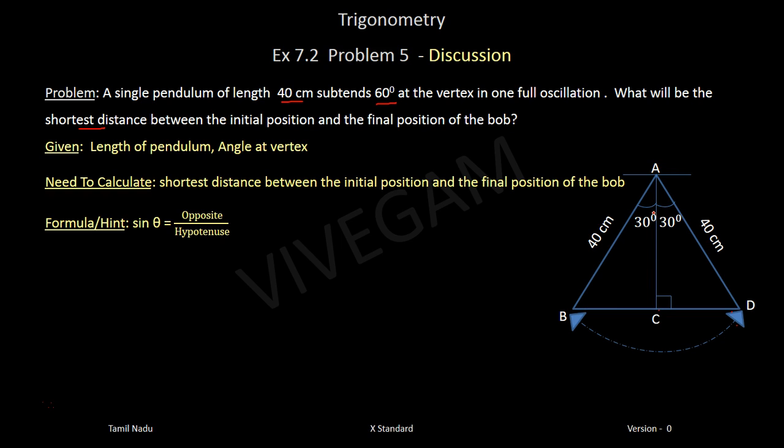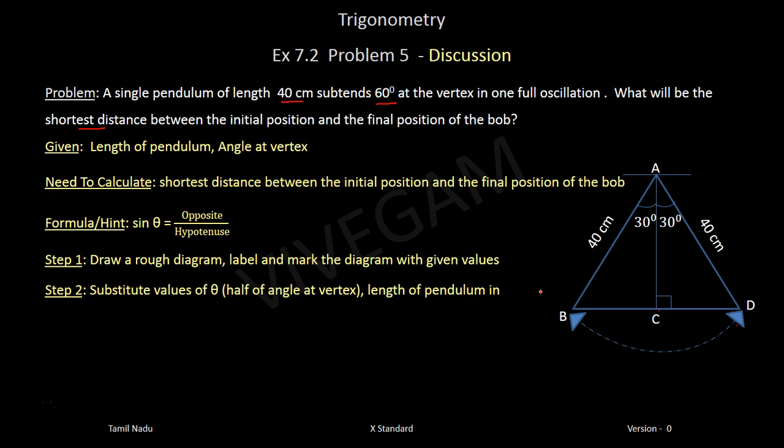Right. The formula is, as I said, we can divide this into two triangles. Then you can apply sine 30. Sine 30 is opposite by hypotenuse. Okay, draw a rough diagram, label and mark the diagram with given values. Substitute the values of theta, half the angular vertex, and length of pendulum, in sine theta equal to opposite by hypotenuse, that is equal to CD by length of pendulum, and calculate CD.